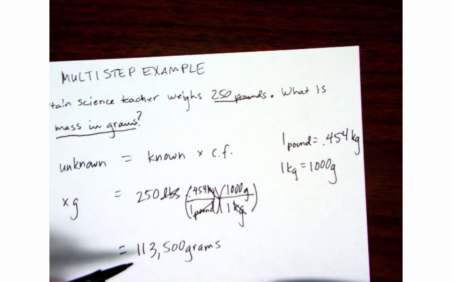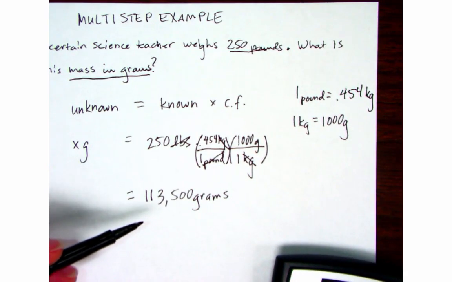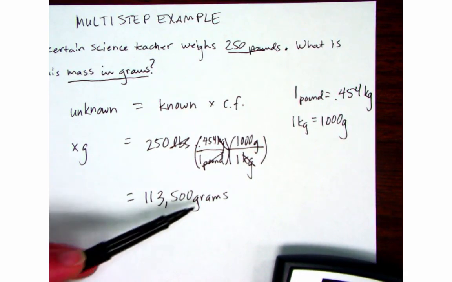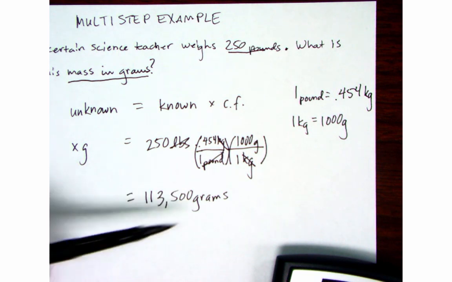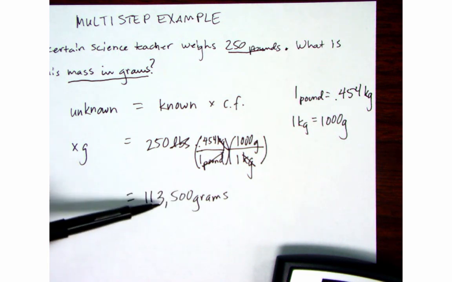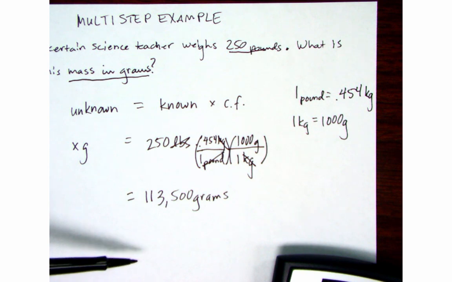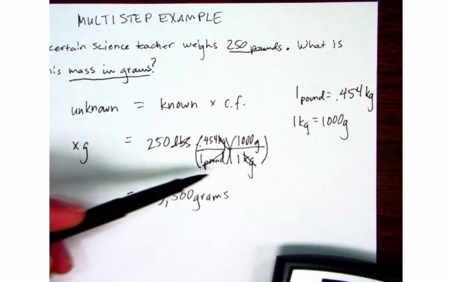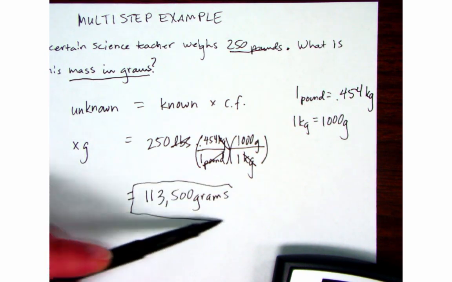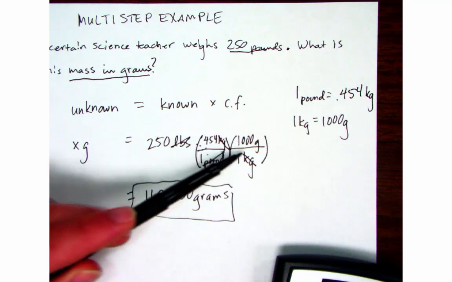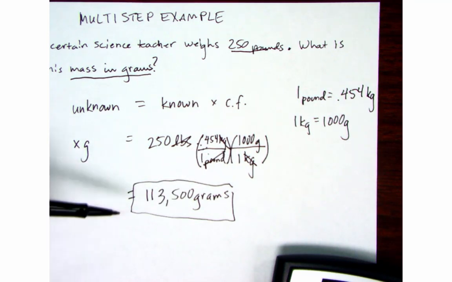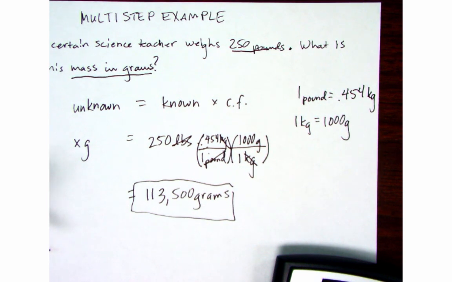Now that's a really big number. We wouldn't want to use grams to measure the mass of a human being because we'd have to talk in big numbers. We'd probably use kilograms rather than grams. But anyway, that is how you do a multi-step problem using, in this case, 2 conversion factors, but as you move on in science, you may use 3, 4, even 5 conversion factors sometimes. So that's all I've got, and good luck with your dimensional analysis.